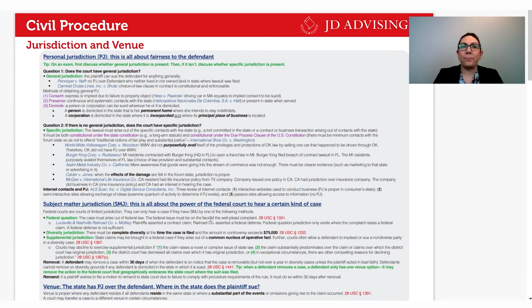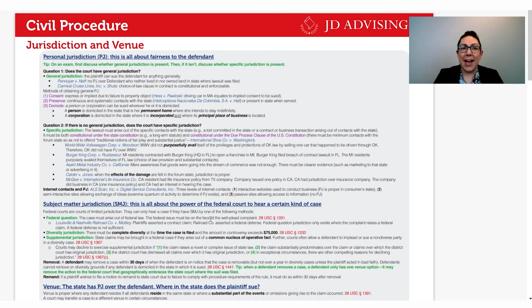So we're going to start by talking about the case law-based part of civil procedure. So this does not come from those federal rules of civil procedure that I mentioned. This is going to come from case law. So the courts have decided these doctrines. And the first thing we're going to talk about is jurisdiction and venue.